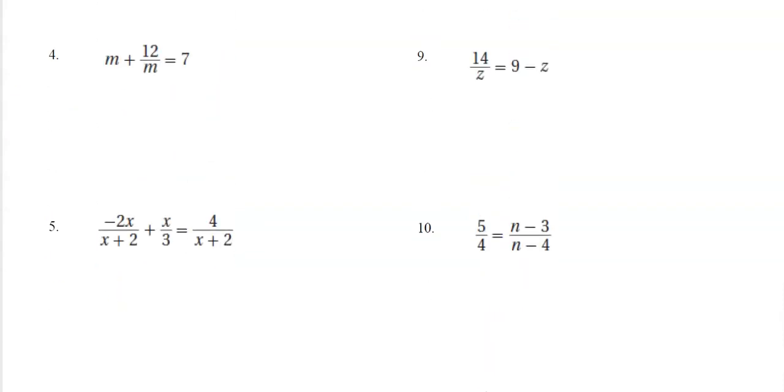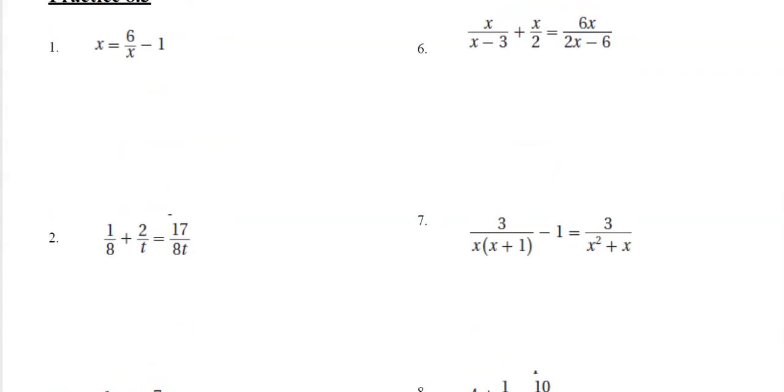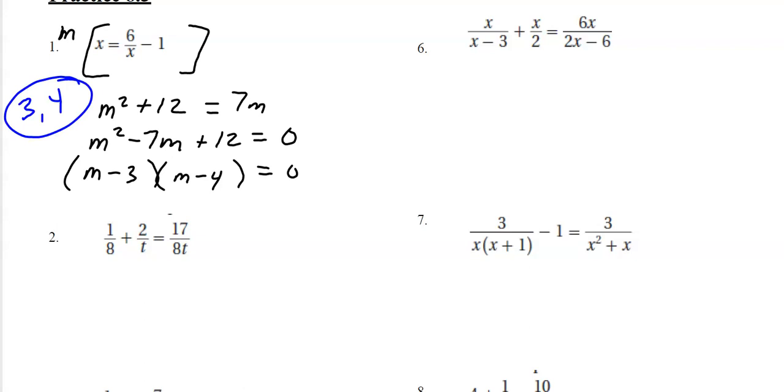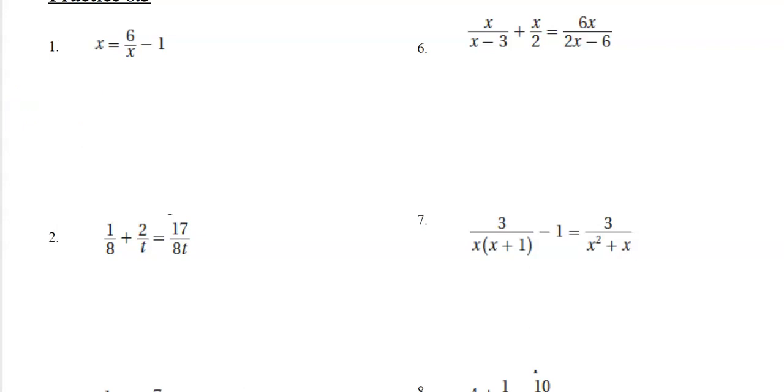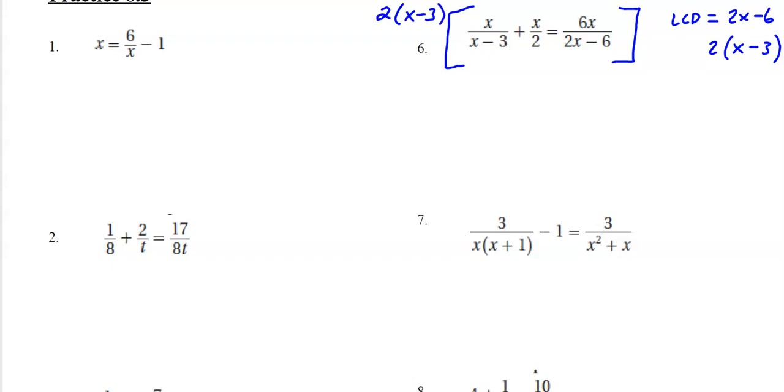All right, number 6, over here on the top right. So this one I might have done in class already, but I'll redo it here. I see that I have an x minus 3, I have a 2, and I have a 2x minus 6. So my least common denominator is going to be 2x minus 6. Now I'm going to strategically write that factored so that things cancel a little bit easier. So let's put this out, and I'll have 2 times x minus 3 multiplied by all that stuff.